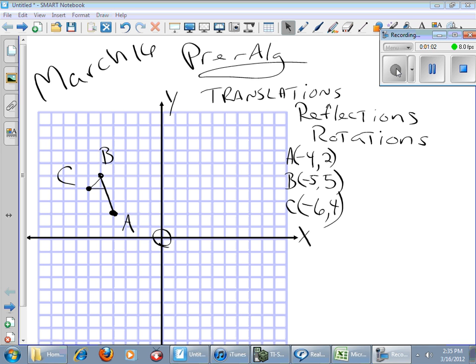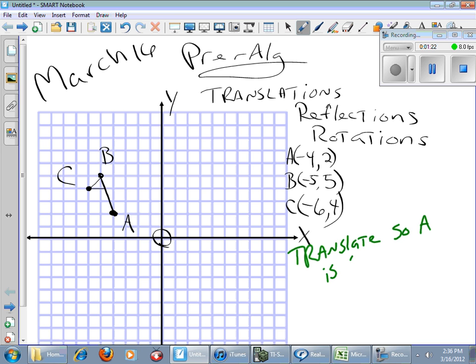A is at -4, 2. B is at -5, 5. And C is at -6, 4. First of all, I am going to translate this. So A prime will be at the point 0, 6. So I'm going to take A prime, and I'm going to put 0, 1, 2, 3, 4, 5, 6. So there's A prime, right?